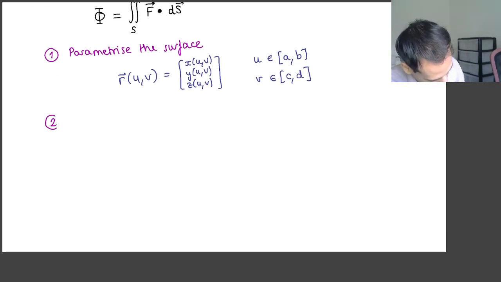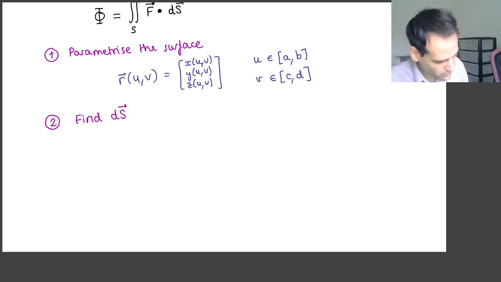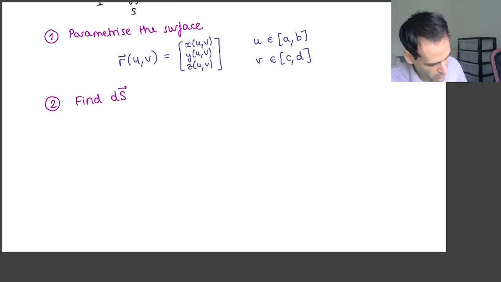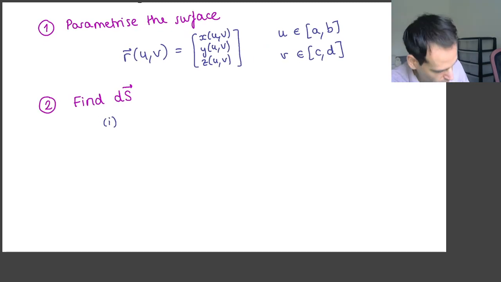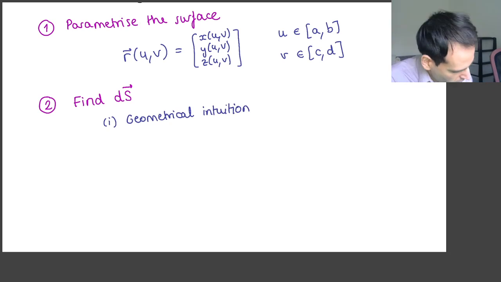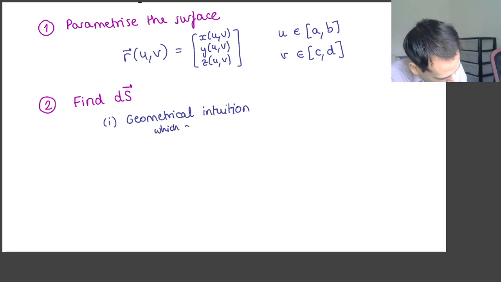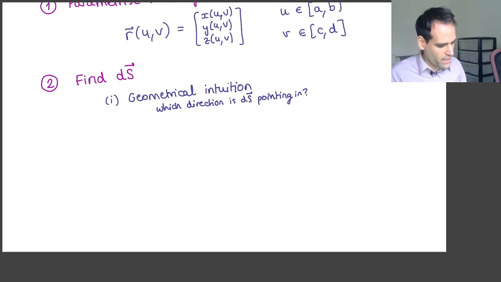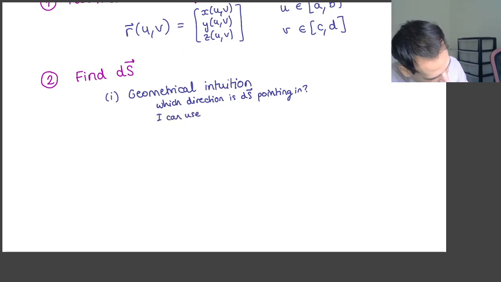Second step would be to find the dS vector. This is extremely similar to the second step in normal surface integrals, where you had to find dS as a scalar. And there are three ways of doing it. The first way is geometrical intuition, which often involves reasoning which direction dS is pointing in. Then I can use the scalar dS and add a unit vector.